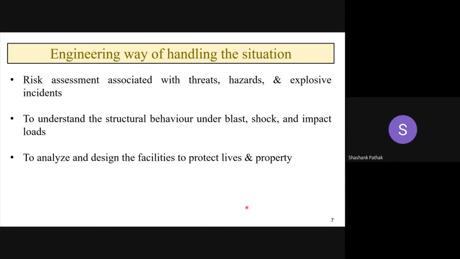To analyze and design the facilities to protect lives and property, correct? To help in planning the effective rescue and recovery operations. Even if we are designing a structure, we should also think about how, suppose there is some damage, some blast happens, what are the facilities that we should plan in order to effectively rescue the people and conduct the recovery operations. So that also comes in the engineering approach of handling the situation.